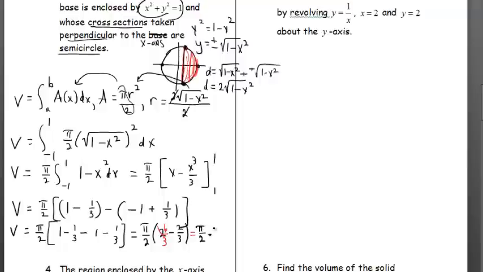So pi over 2 times 4/3. One more thing: to cancel a 2 out, divide a 2 out. Final answer, 2 pi over 3.